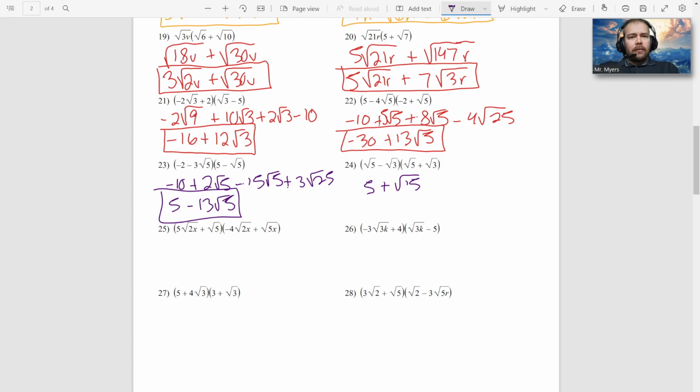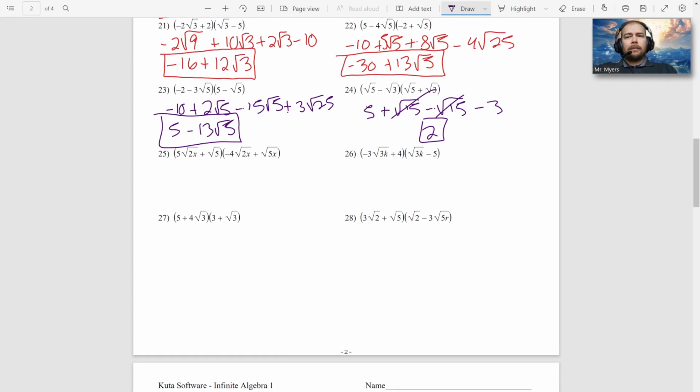Root 3, root 5, minus root 15. And then root 3, minus 3. These cancel. 5 minus 3 is 2. Whoa, that simplified really well. Well, actually, it simplified really well because those are conjugates. They're the exact same thing with the opposite sign in the middle. It's called a conjugate. So that's why that simplified so well.